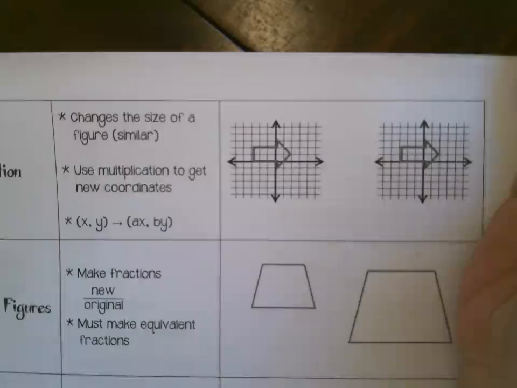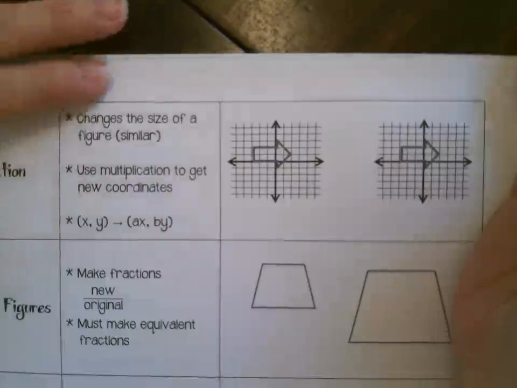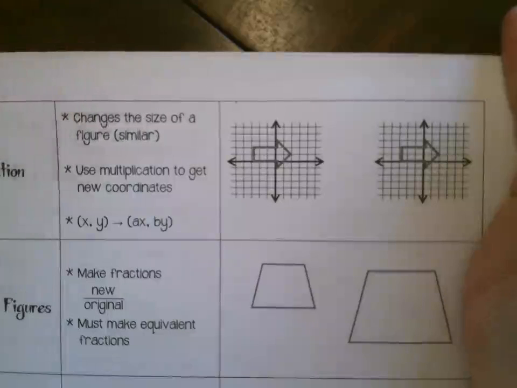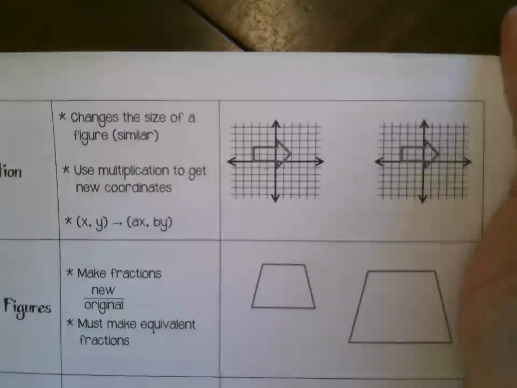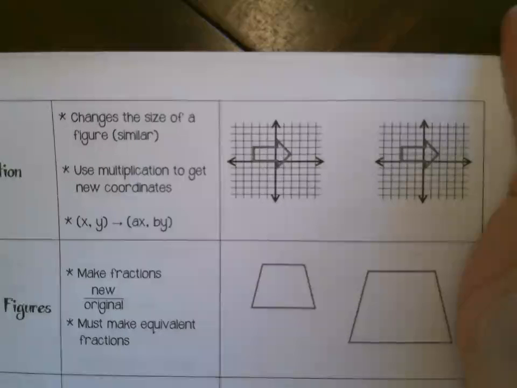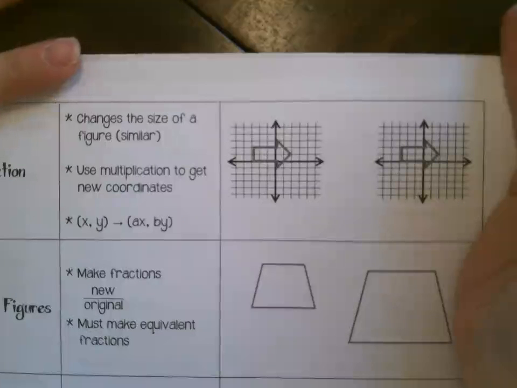And I think it makes sense. If we multiply by 1, our figure doesn't change. Our numbers don't change when we multiply by 1. If I multiply by something bigger than 1, I should get a bigger answer. And if I multiply by something smaller than 1, I should get a smaller answer.